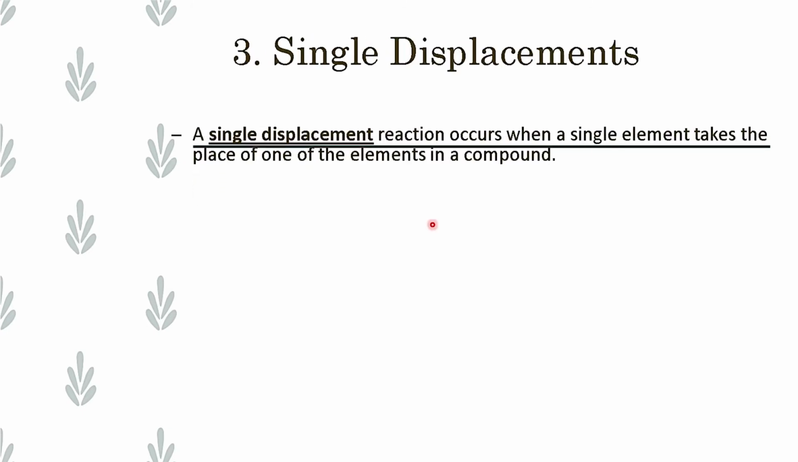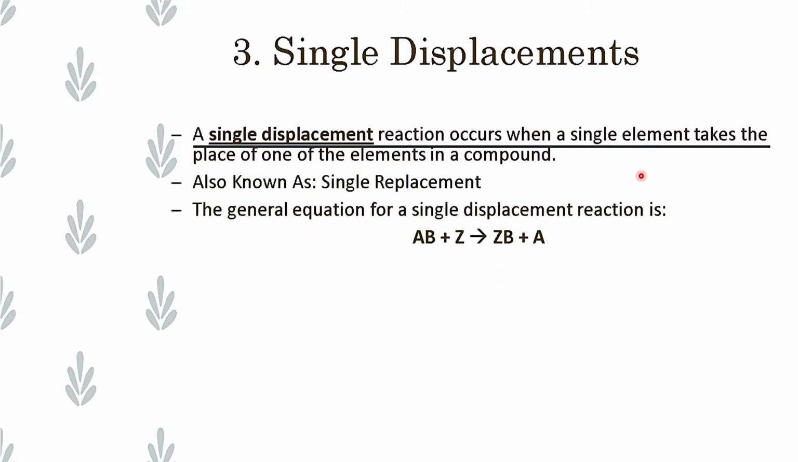Next type of chemical reaction is single displacement reaction. A single displacement reaction occurs when a single element takes the place of one of the elements in a compound. It is also known as single replacement reaction. This is the general reaction. Here replacement is taking place, one complex compound and one single element. A reacting single element is taking the position or displacing one of the elements from the compound and taking its position.